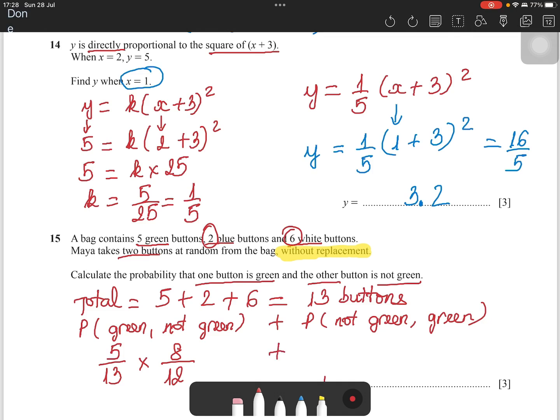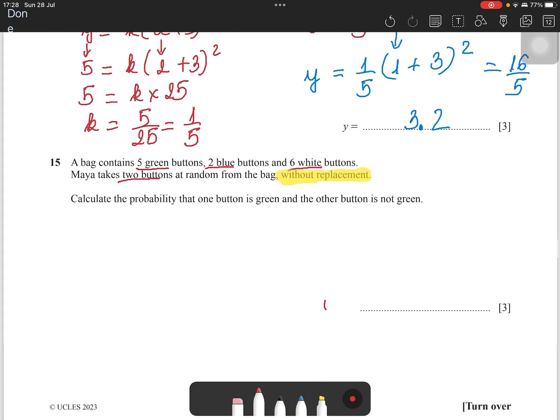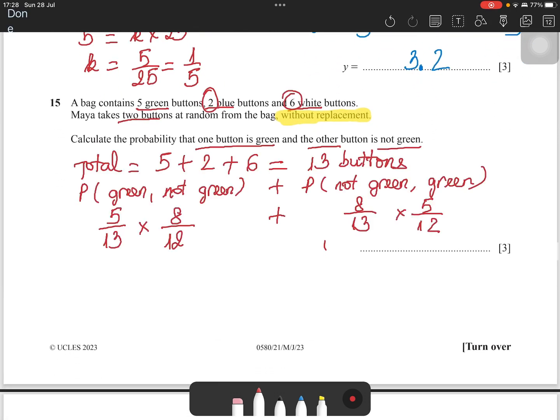And for the second case, we want not green first. So it is 8 out of 13. And then we have 5 green out of 12 buttons left. Actually, these two have the same numerator and the same denominator. So we can find 5 times 8 and 13 times 12. Then we double it. So the answer is 80 out of 156. We simplify the fraction.